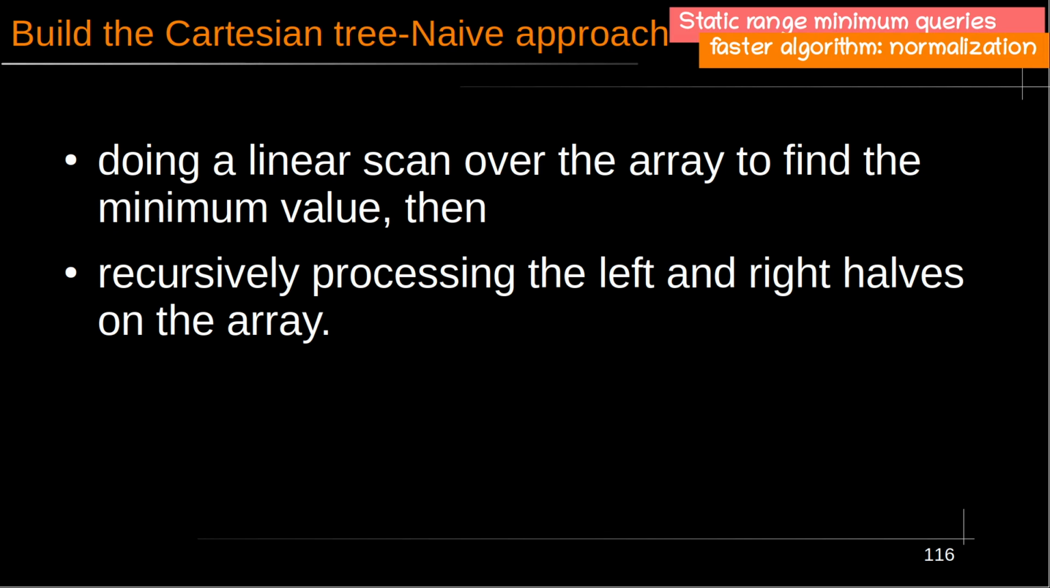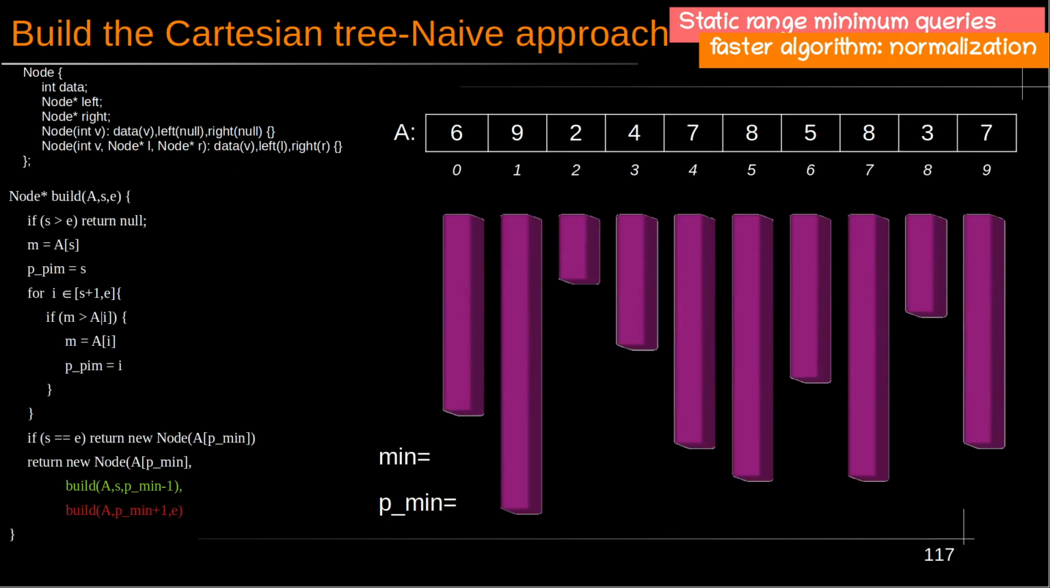In the naive approach, we do a linear scan over the array to find the minimum value, then recursively process the left and the right halves of that array. This is the algorithm.